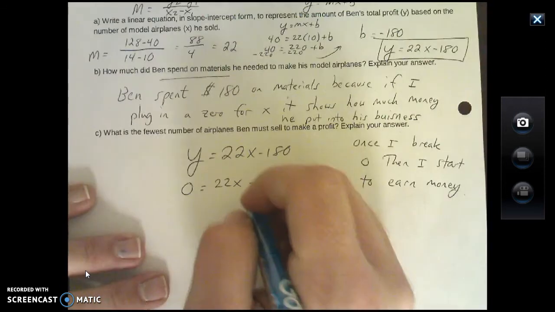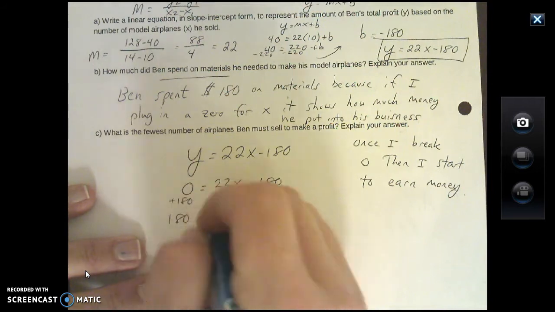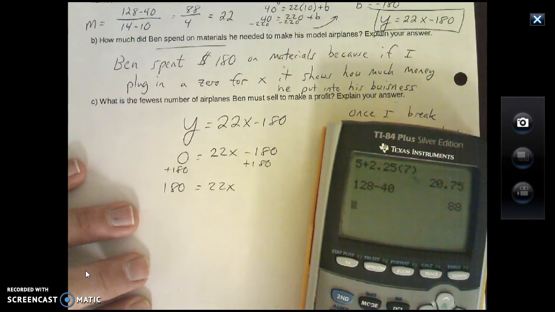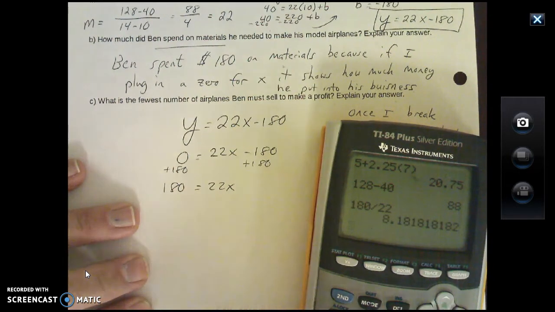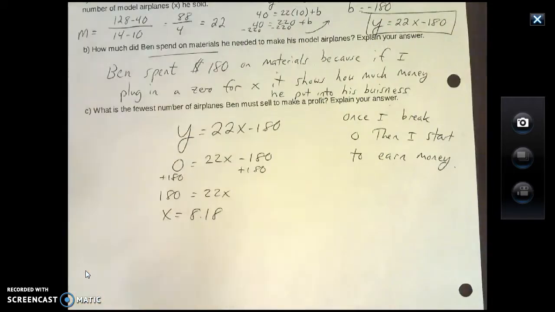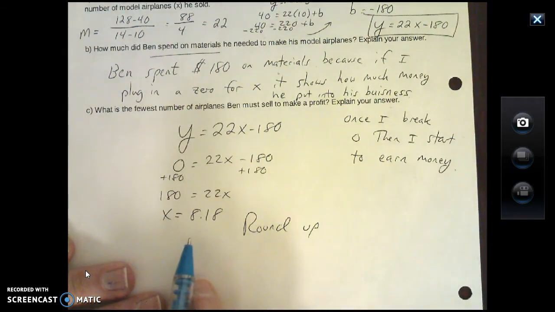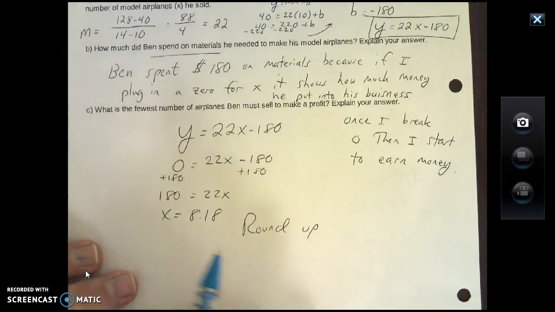I can add 180 over. 180 equals 22x. If I divide both sides, 180 divided by 22, I get 8.18. However, can I sell 8.18 airplanes? No. I have to round up, because if I only sell 8 airplanes, I'm still in the negative.